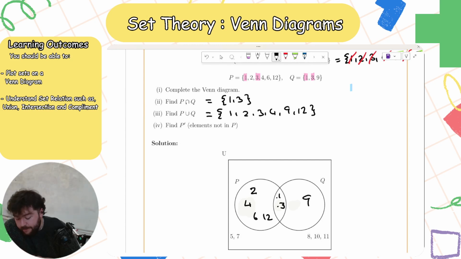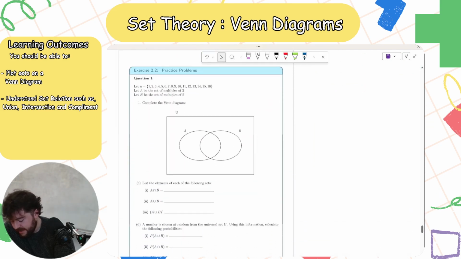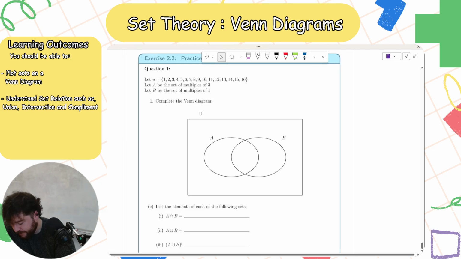And then finally, find P complement. The elements not in P. So this is the set P, this entire circle, set P. So P complement is all the elements not shaded green here, and that is equal to 5, 7, 8, 9, 10. That's how we plot a Venn diagram. Let's have a look at some here.